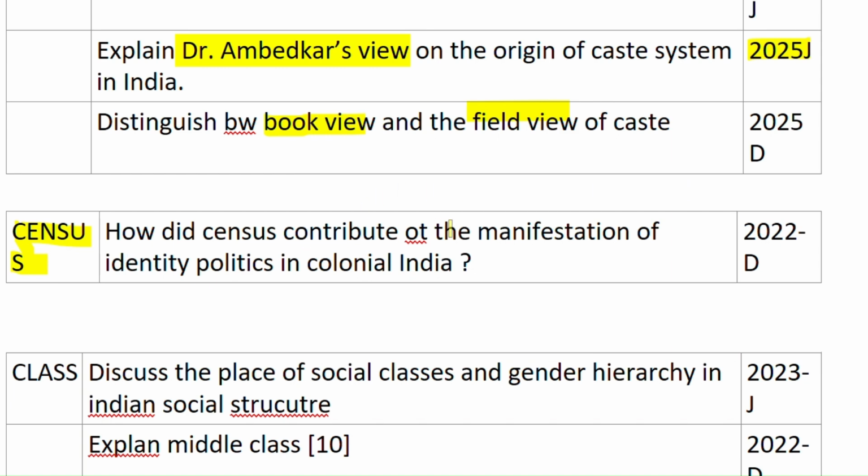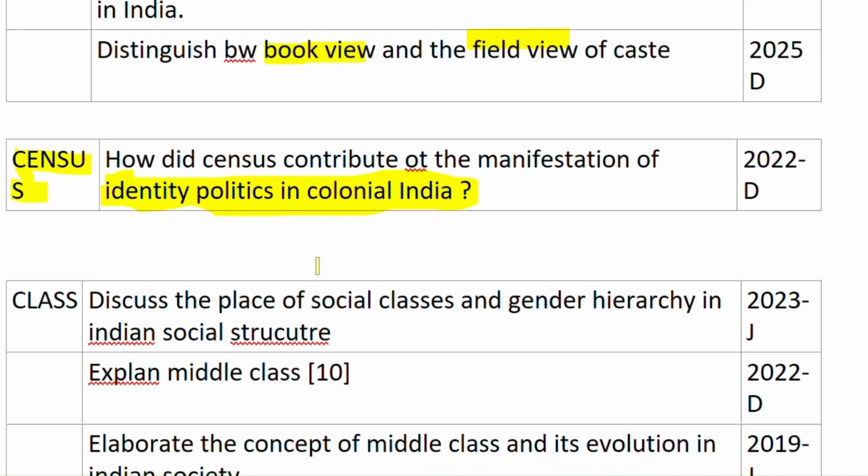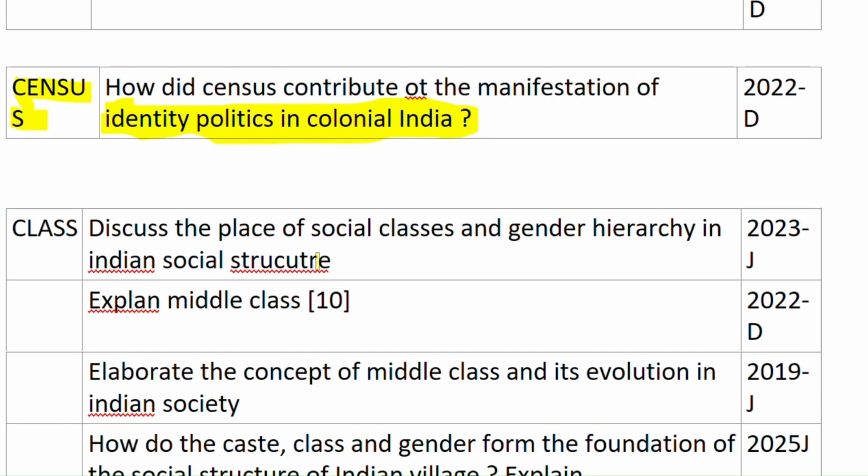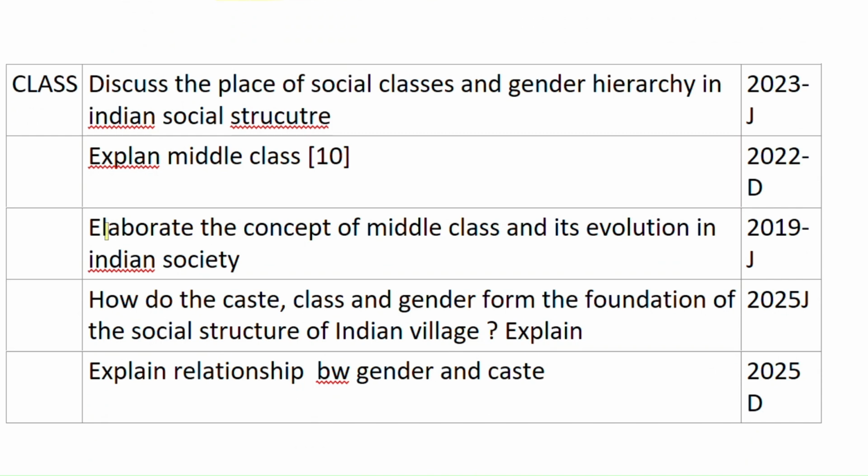So, how did the census contribute to the manifestation of identity politics? That is, census and identity politics in colonial India was asked. So it is likely that this question might reappear in this year's examination due to current affairs, as the census is going on right now. Anyway, it was only asked once, so you can skip it if you want. There are other important topics as well.